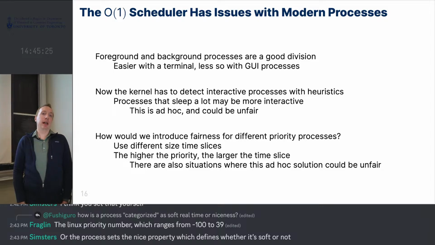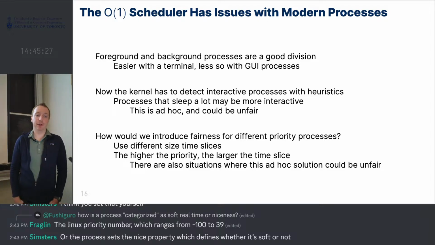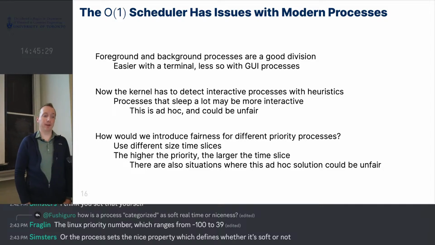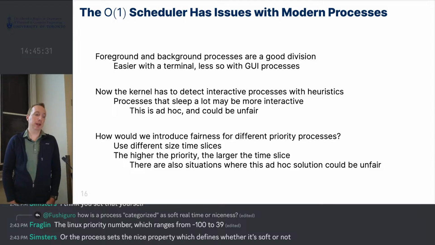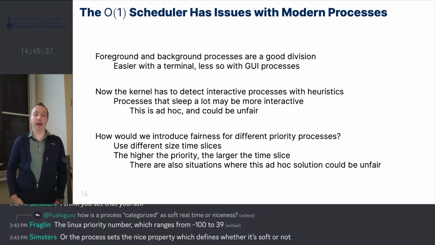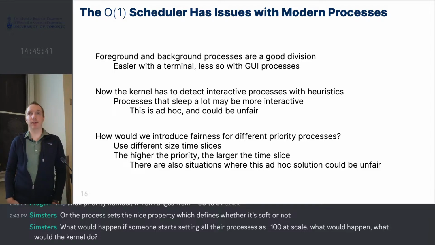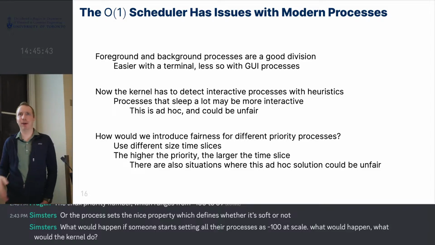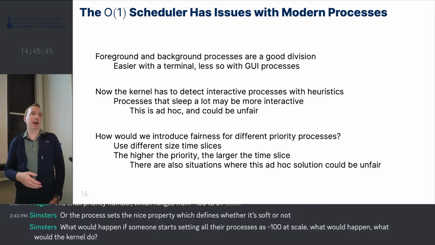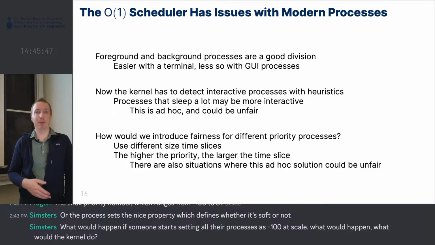So how would we introduce fairness for different priority processes? One thing we could do is use different size time slices depending on the priority. The higher the priority, the larger the time slice. And I could scale my time slice depending on how fair I have been to that process in the past.